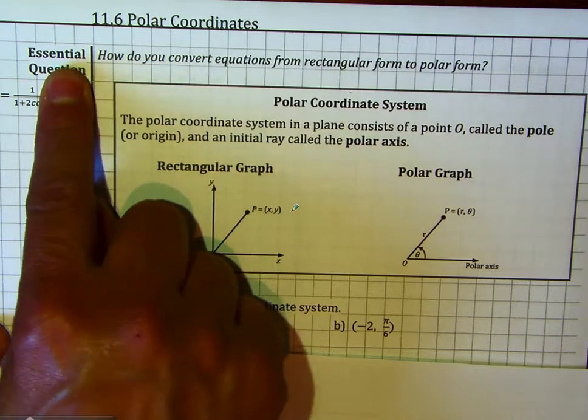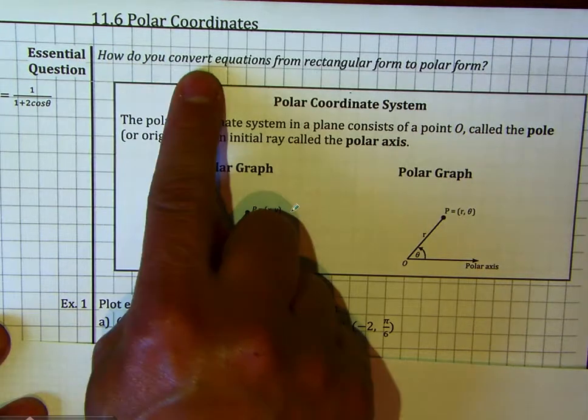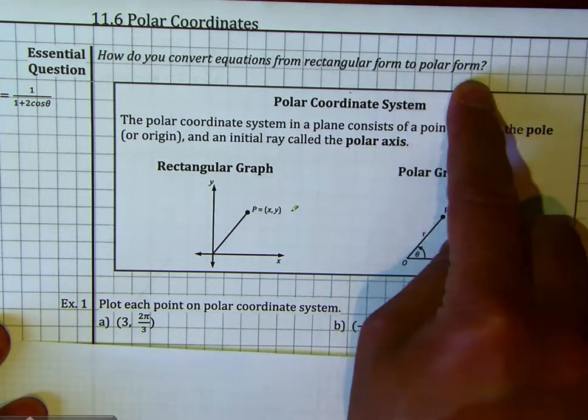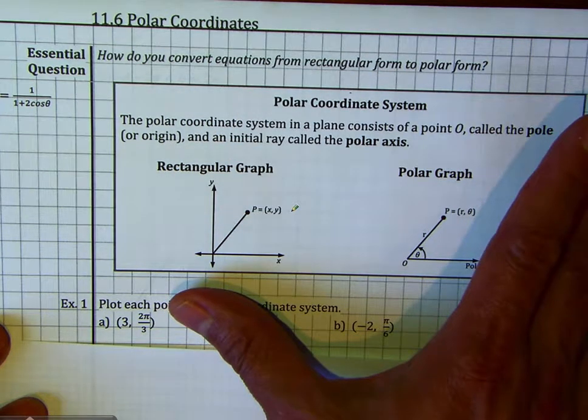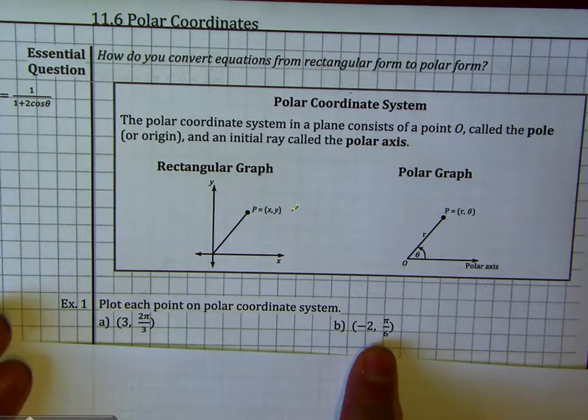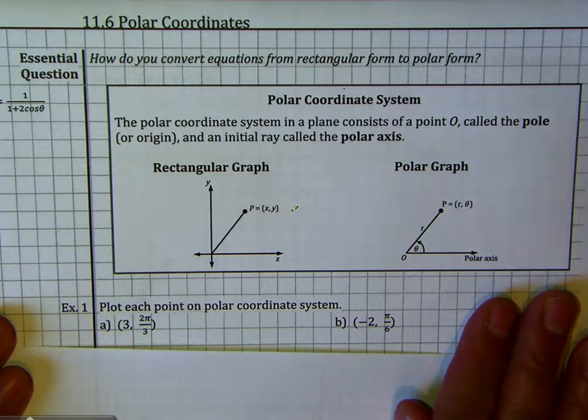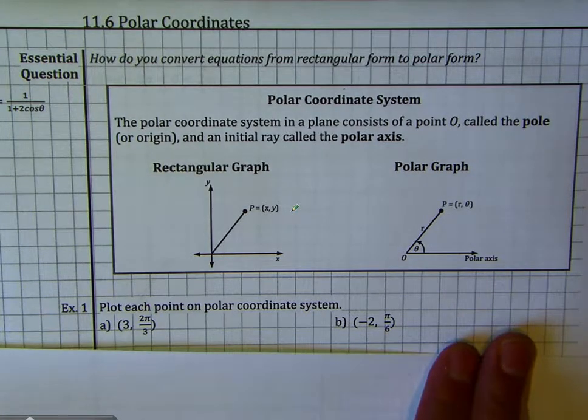So write down your essential question. How do you convert equations from rectangular form to polar form? Go ahead and paste your cutout or write it down, copy it down, and then example number one. We'll start once you're ready. Go ahead and pause it if you need more time.